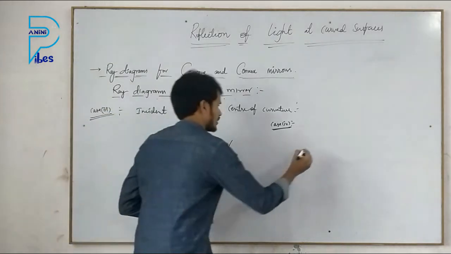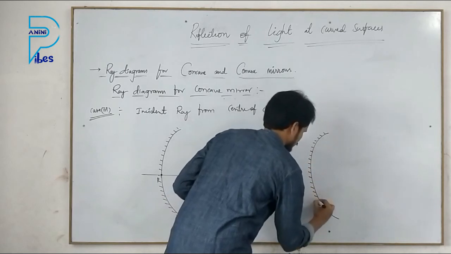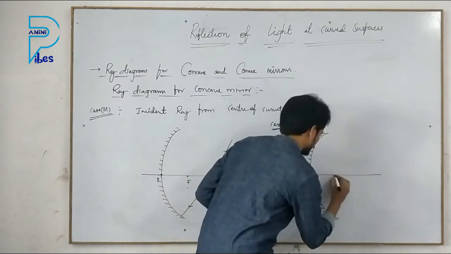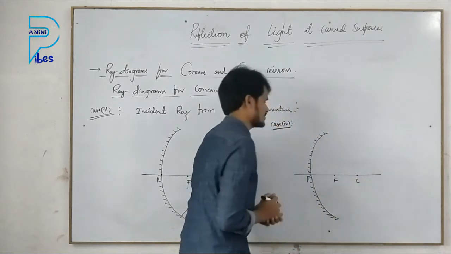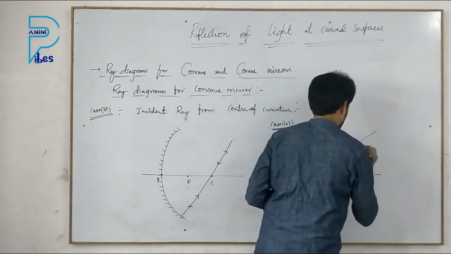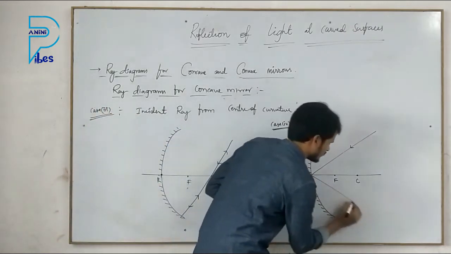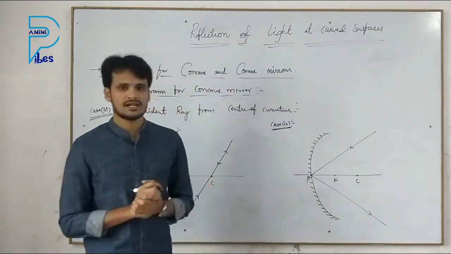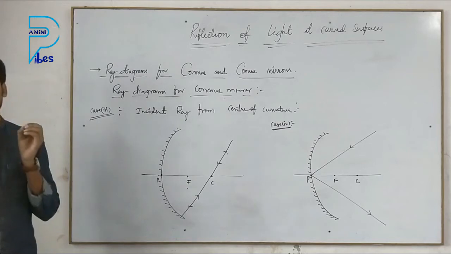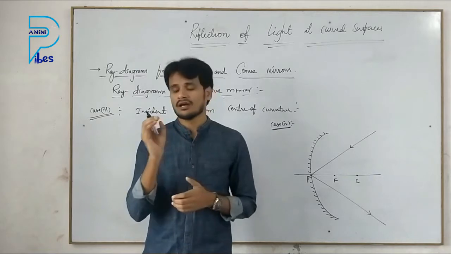Let's see. Draw the concave mirror. Look at points P, F and C. Now the incident ray falls on P, and the reflection also starts from P only. So these are the 4 cases for concave mirror. It's a very, very important examination pattern, and these 4 ray diagrams are also useful in image positions.